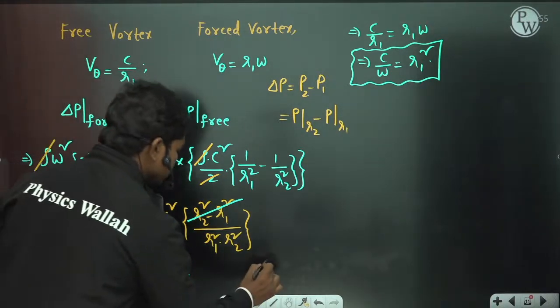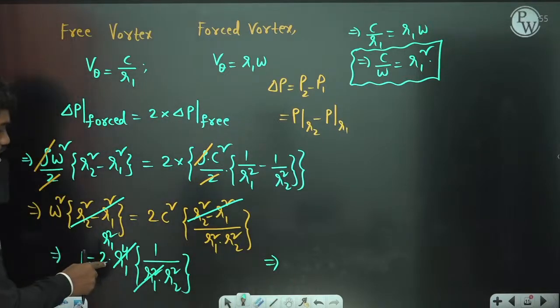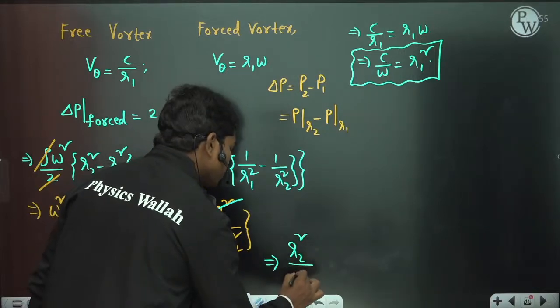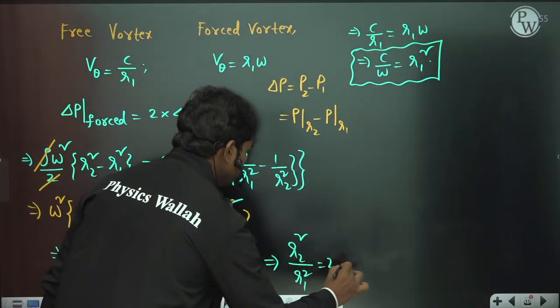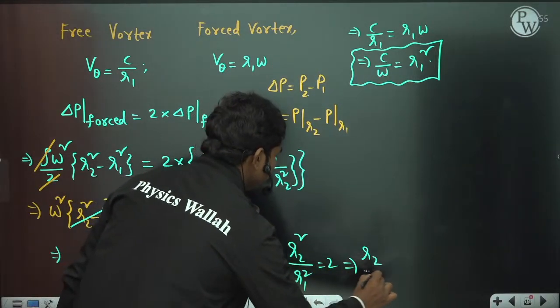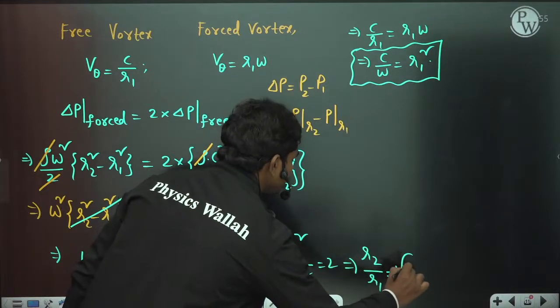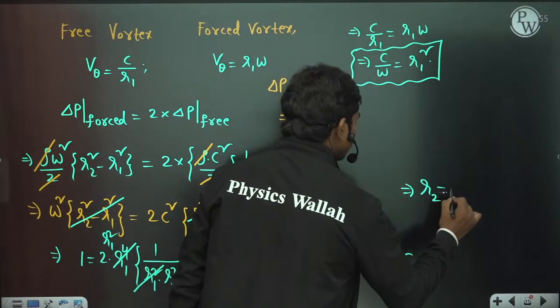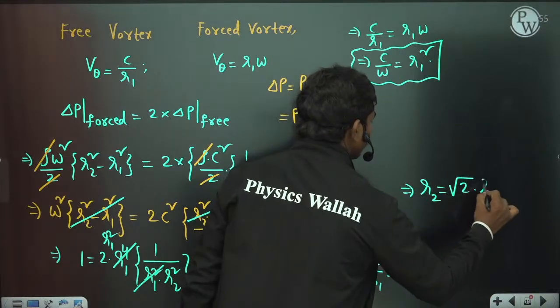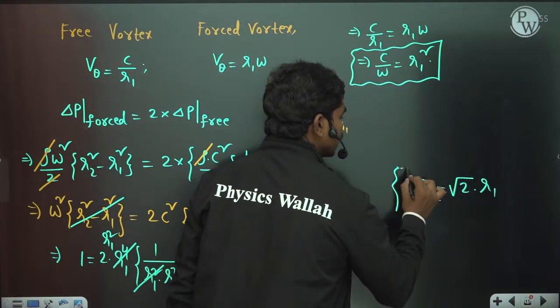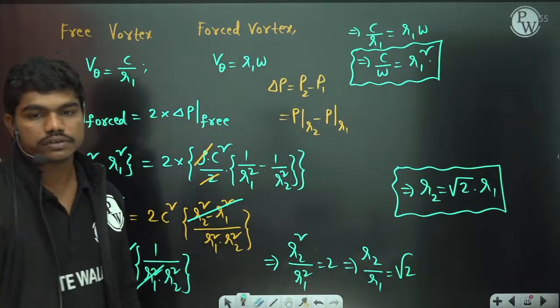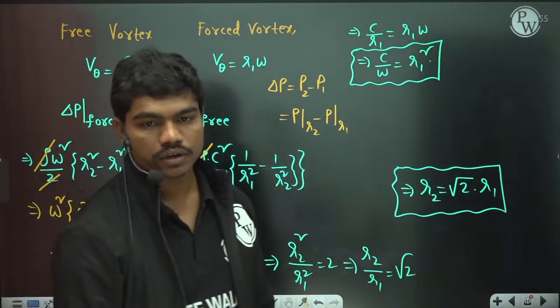So from this equation, if you keep this 2 here and shift r2 and r1, we have r2 square by small r1 square is equal to 2. So this implies r2 by r1 is equal to square root of 2. So this gives you finally the radial location 2 is root 2 times the radial location 1. Okay, so this is how we can calculate this. So r2 is equal to root 2 times r1.